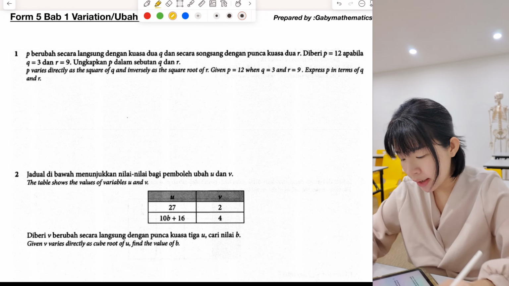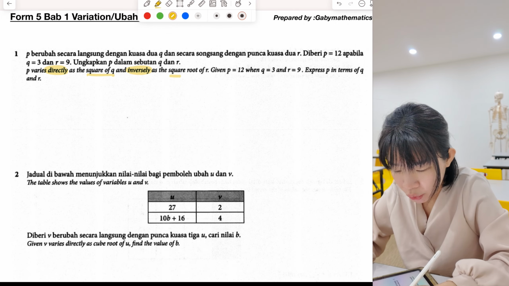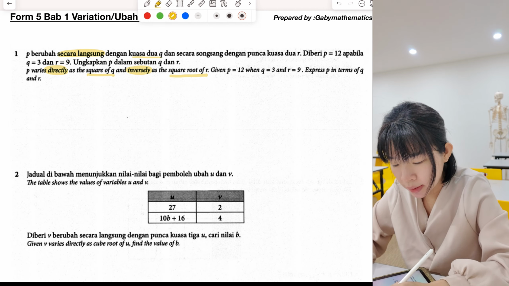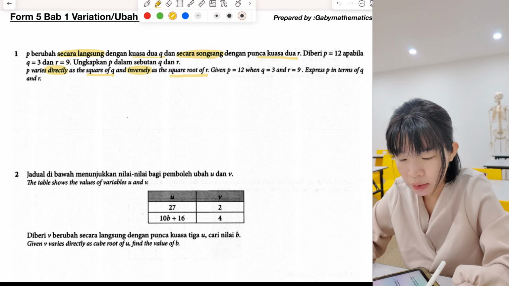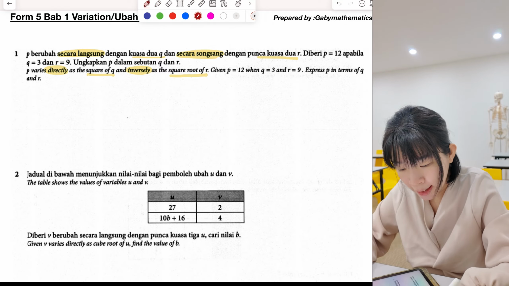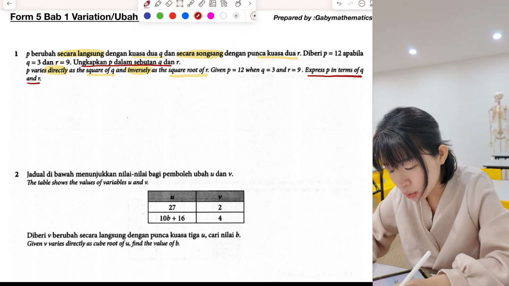Alright, so if you've already done so, let's start with the first question. Let's go. Question number 1. P varies directly as the square of Q and inversely as the square root of R. So P berubah secara langsung dengan kuasa 2 Q dan secara songsang dengan punca kuasa 2 R. At the end, they give us the values and they want us to express P in terms of Q and R. Ungkapkan P dalam sebutan Q dan R.